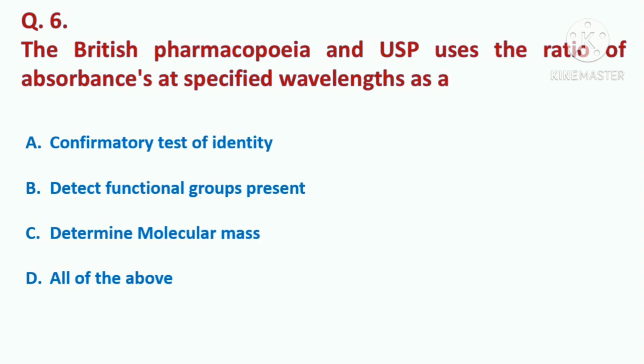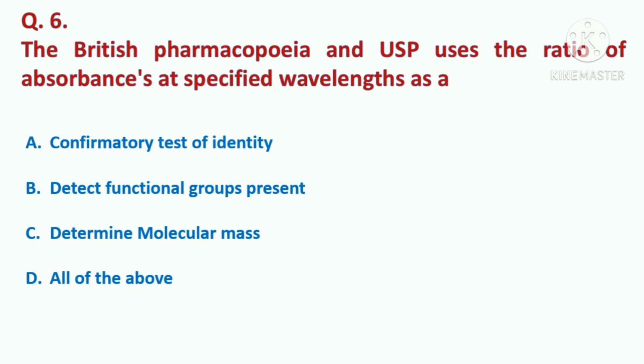Next question, the British Pharmacopoeia and United States Pharmacopoeia use the ratio of absorbances at specified wavelengths as a. If we are using the ratio of absorbances at specified wavelengths, usually two wavelengths, it is given in British Pharmacopoeia and United States Pharmacopoeia, and this ratio is used for what? Can it be used as a confirmatory test of identifying the substance, detect functional groups present, determine molecular mass, or can it be used for all these purposes? So what will be the answer here?